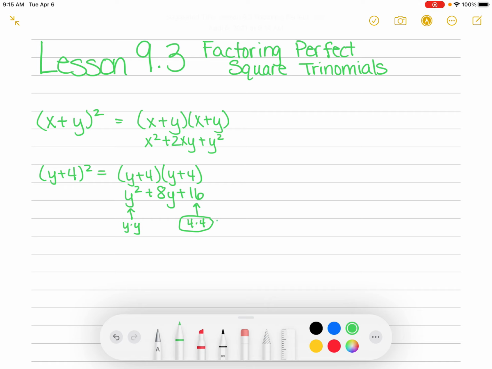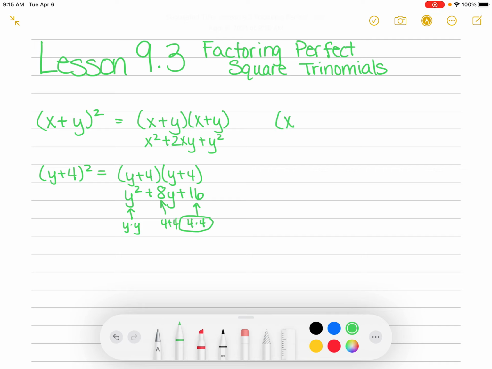I say 4 plus 4 is the 8. Okay, so that's what makes it a perfect square, when the two numbers that multiplied together also add together to make the middle. Okay, let's look at two more.